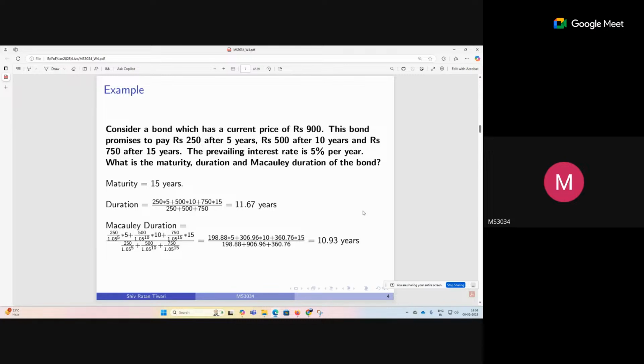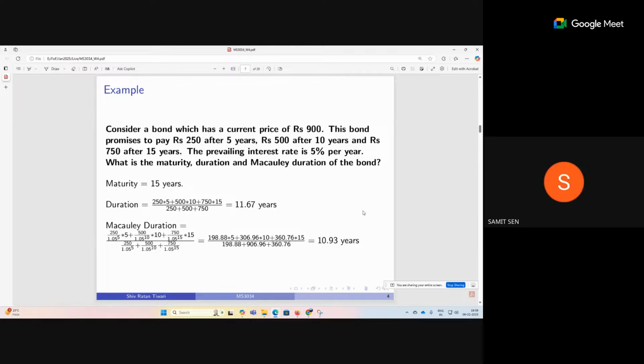Similarly, we can calculate Macaulay duration also. Here we have simply replaced these cash flows with their present values. By calculating this, we get the Macaulay duration to be 10.93 years, which is approximately 11 years. So I hope the concept of maturity and duration is clear to you all.